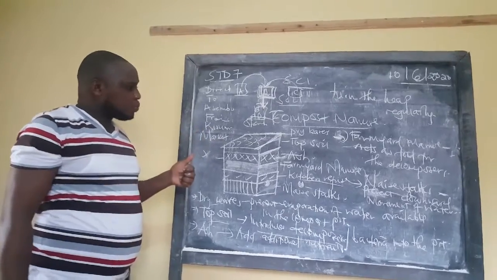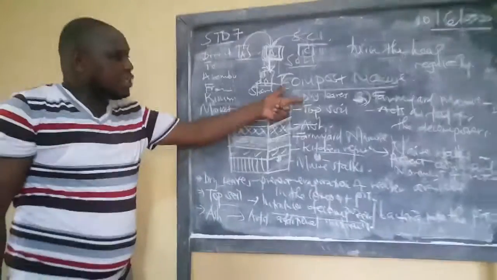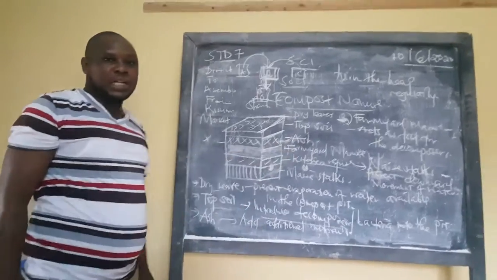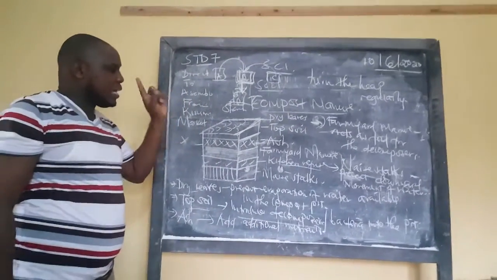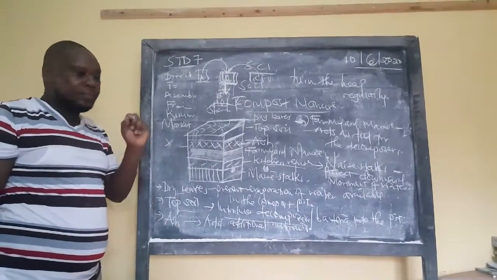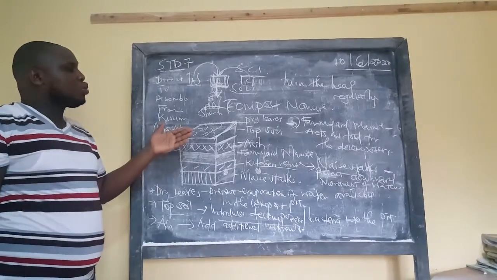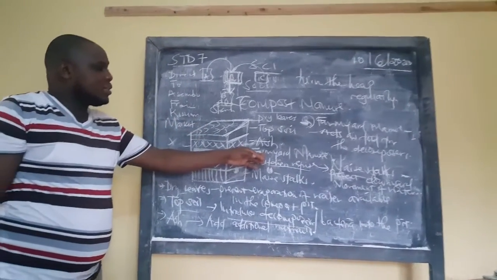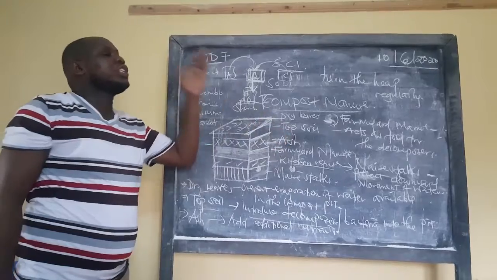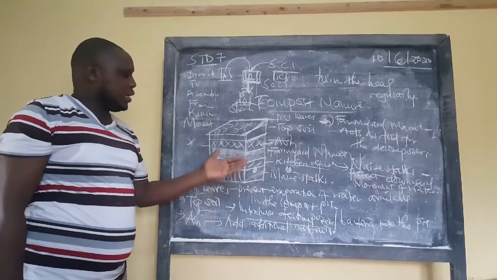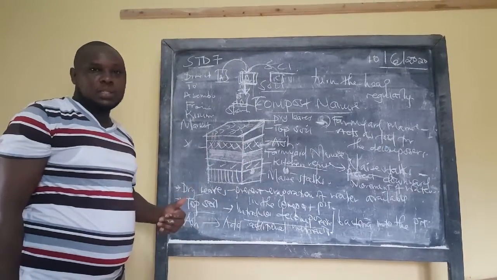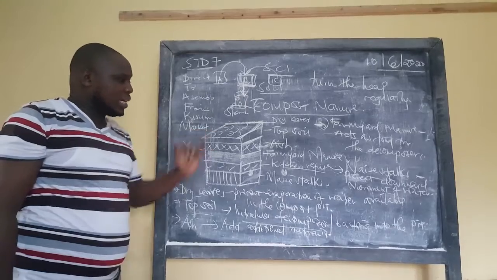Then number two, knowing the importance of each of the layers. Very, very important. If you don't know the importance of each layer, then you're going to get very rough in the exam. You won't be able to know whether farmyard manure is acting as food for bacteria or is bringing about the decomposers. So that is very important, look at it well.